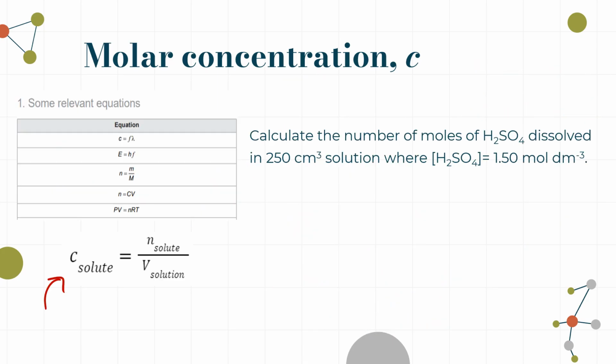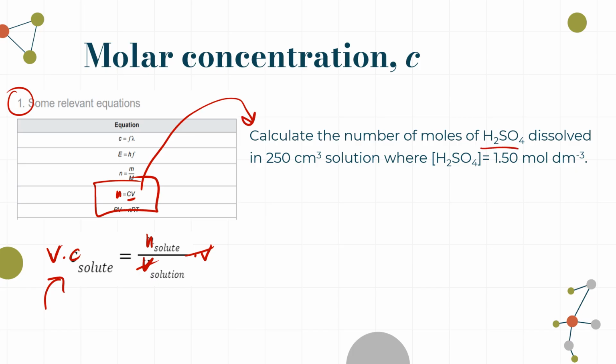This formula of ours is kind of sort of given to us in section 1 of the data booklet, right there. Not an exact match, but if I do some algebra, if I multiply both sides by V to get my V in the denominator to cancel out, then the number of moles, there she is, is equal to concentration times volume. We're going to use that version to solve this problem and calculate the number of moles of sulfuric acid dissolved in 250 cubic centimeter solution, where the concentration, remember that means concentration, is 1.50 moles per cubic decimeter. What in the world is a cubic centimeter?